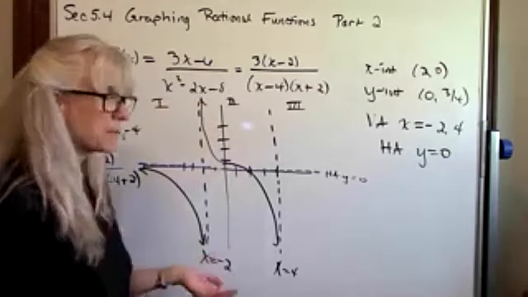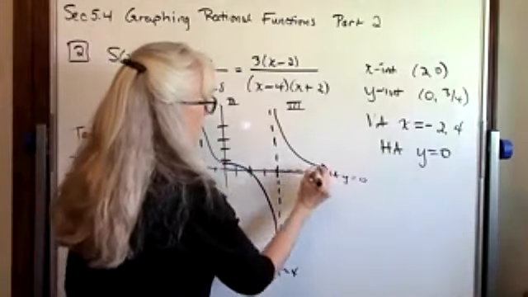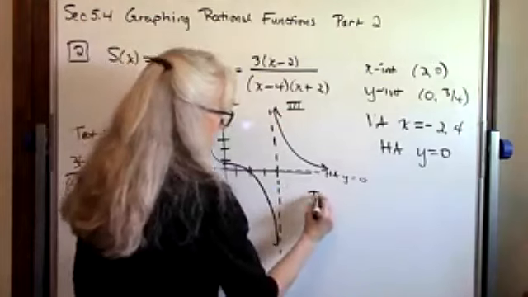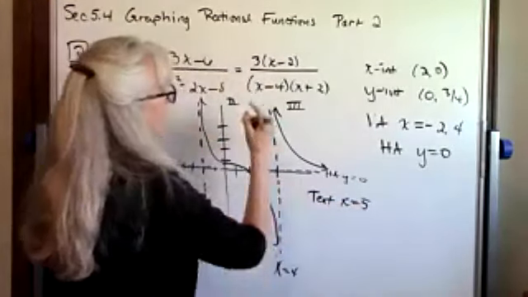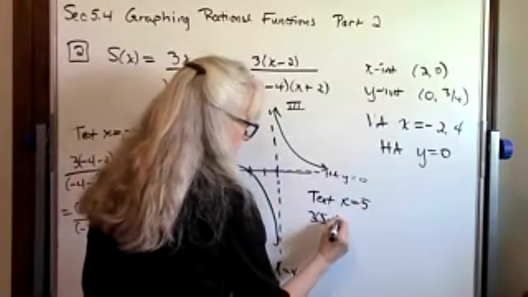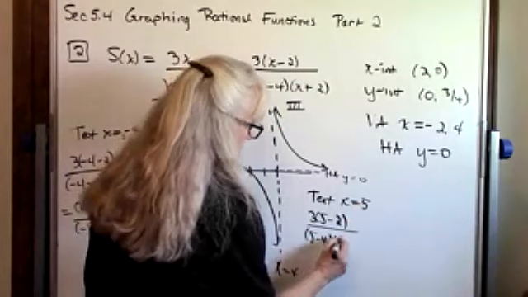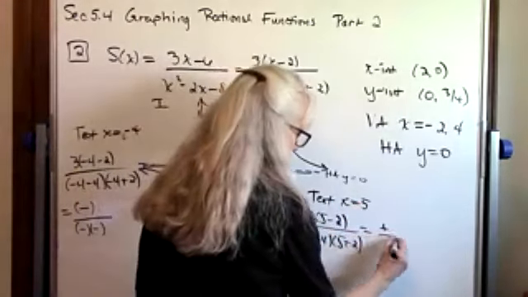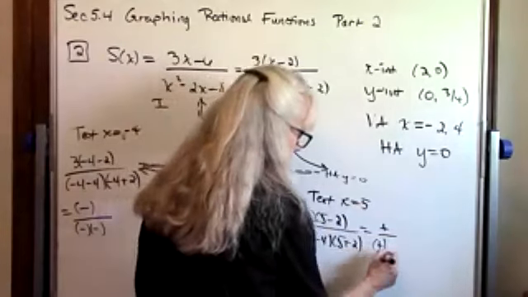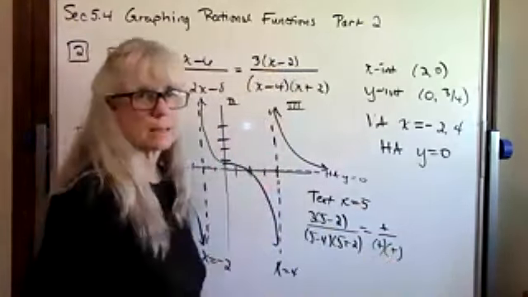Using that same kind of logic, because it's below on this side, it's going to end up being above on this side. Again, you can test, use something like x equals 5. This is a 4, plug in a 5. 3 times 5 minus 2, all over 5 minus 4 times 5 plus 2. 5 minus 2 is 3, times 3 is a positive. 5 minus 4 is a positive. 5 plus 2 is a positive. And 3 positives make it a positive. So sure enough, it's above.